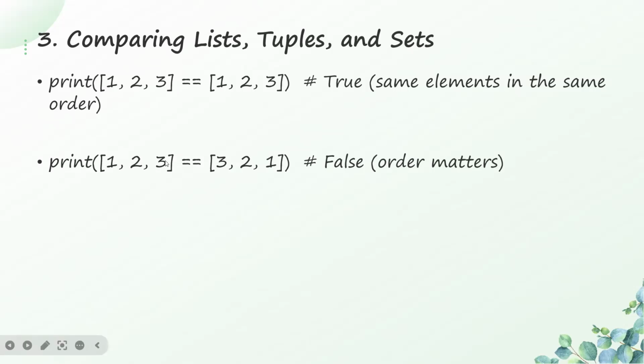But look at this one. 1, 2, 3 and 2, 1, 3. It seems like they have the same elements, but the thing is that they are not in the same order, so they are not equal. So when you're comparing lists like this, they have to be the same elements in the same order. If they are not the same elements, it is false. Even if they are the same elements but not in the same order, it is also false. So be careful.